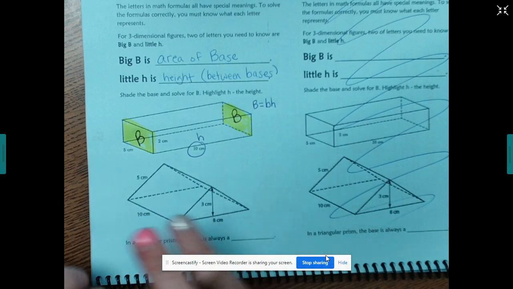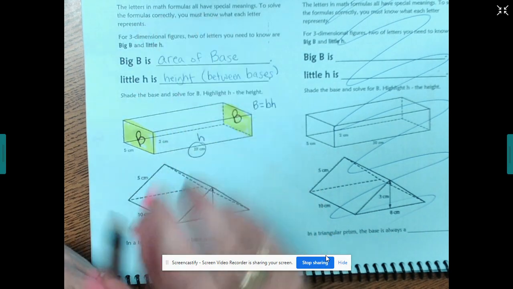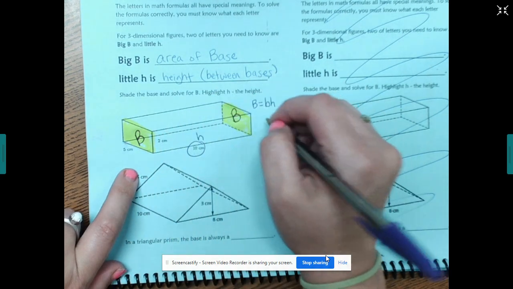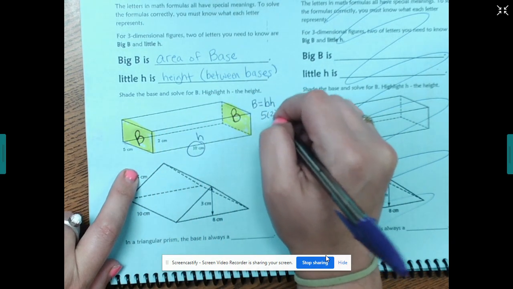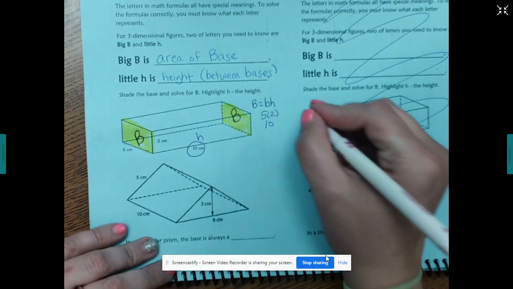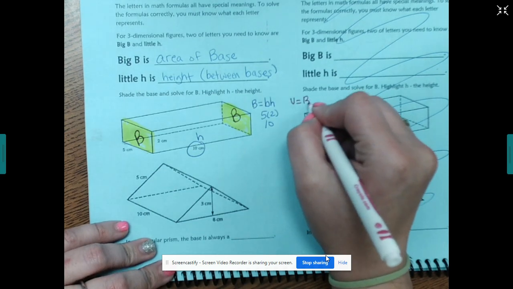Okay, so I'm just looking at my base. The base of the base is 5. The height is 2. 5 times 2 is 10. Okay, that's big B.